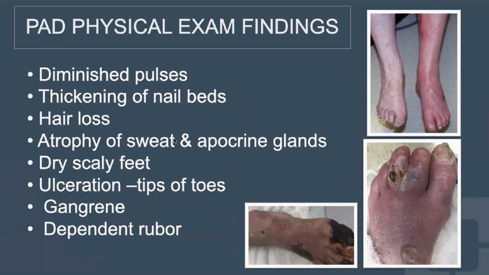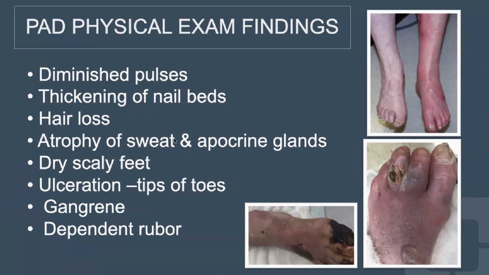You can get thickening of nail beds, hair loss, and that hair loss is typically due to atrophy of the sweat and apocrine glands where the hair is produced and has that oily substance with it. The reason is the patient is losing blood supply or having this low-lying ischemia where these glands die and they just can't produce the hair anymore. So these are telltale signs of peripheral arterial disease.